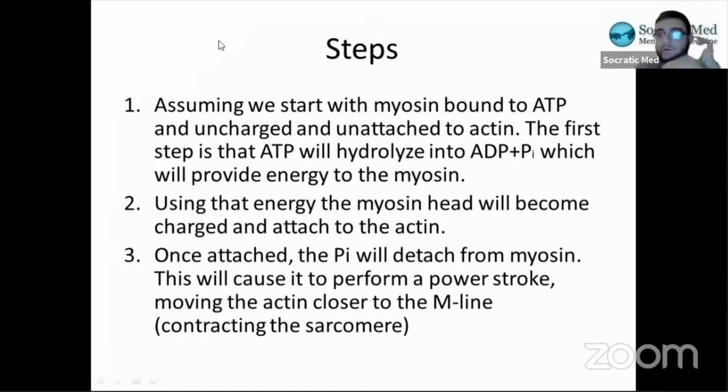But in these next couple of slides, I just want to write down what I explained in words. So assuming we start with myosin bound to ATP, uncharged and unattached to actin, the first step is that ATP will hydrolyze into ADP and inorganic phosphate, which will provide energy to the myosin. Using that energy, the myosin head will become charged and attached to the actin. Once attached, the inorganic phosphate will detach from the myosin. This will cause it to form a power stroke, which is the actual moving, right? Moving the actin closer to the M line, or contracting the sarcomere.